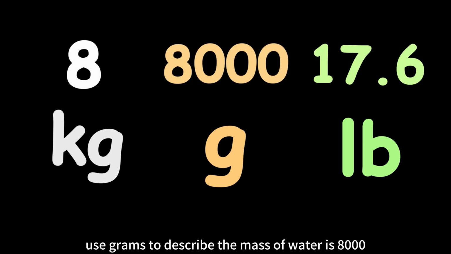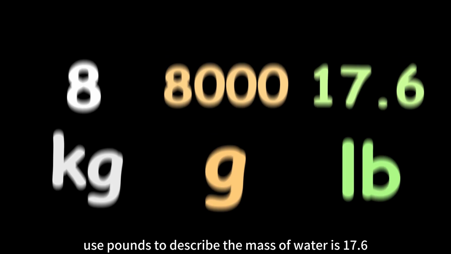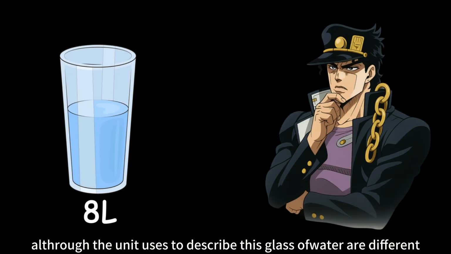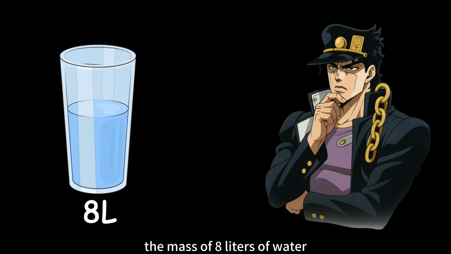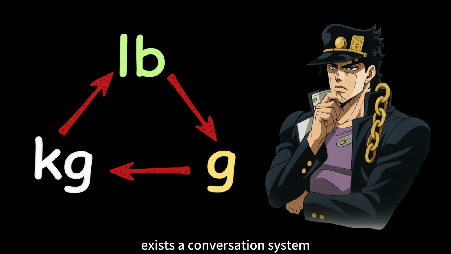Using grams, the mass of the water is 8,000. Using pounds, the mass of the water is 17.6. Although the units used to describe this glass of water are different, the three units all represent the same quantity, the mass of 8 liters of water. Therefore, we expect that there exists a conversion relationship among these three different units.